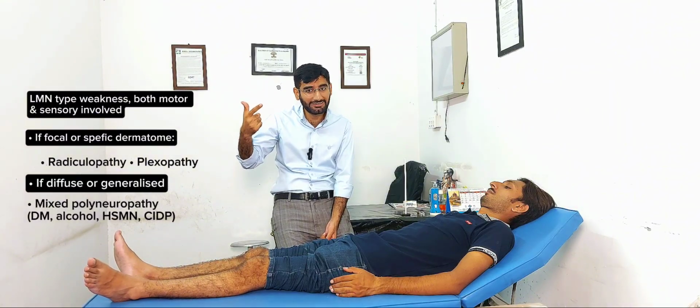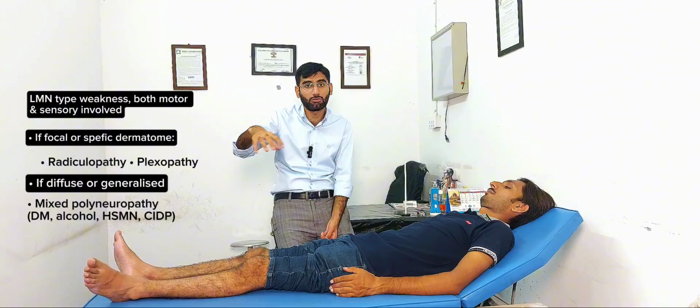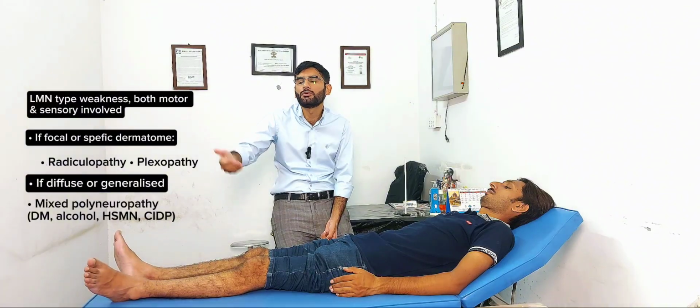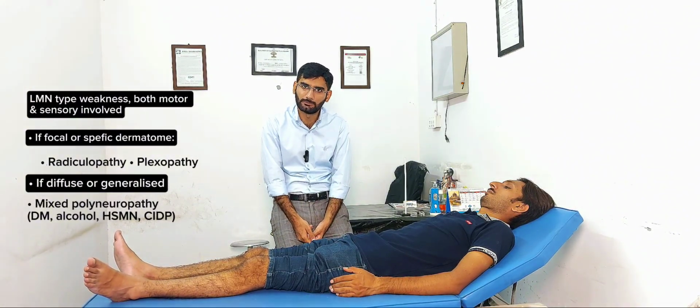Diabetes, alcohol related, it could be CKD related uremia, can also cause mixed polyneuropathy. It could be hereditary sensorimotor neuropathy. You must have heard the term Charcot-Marie-Tooth disease. And finally, it could also be due to CIDP. So these are the causes of mixed polyneuropathy.